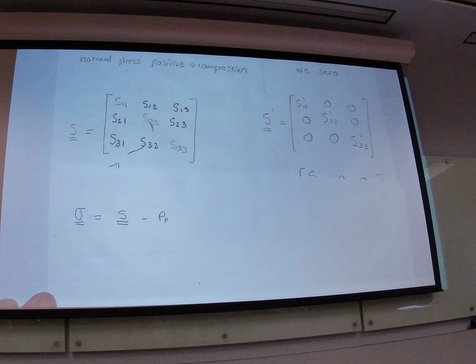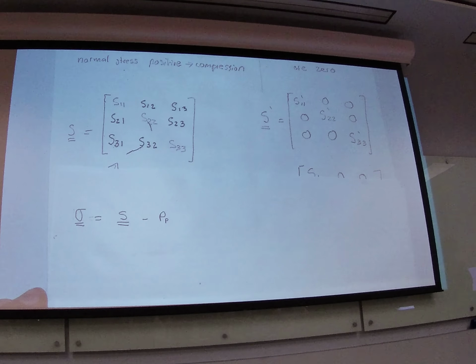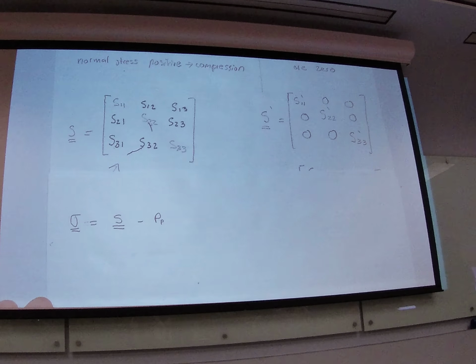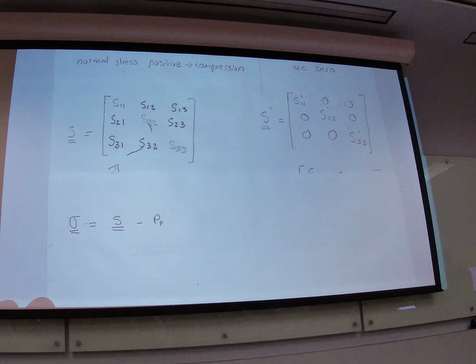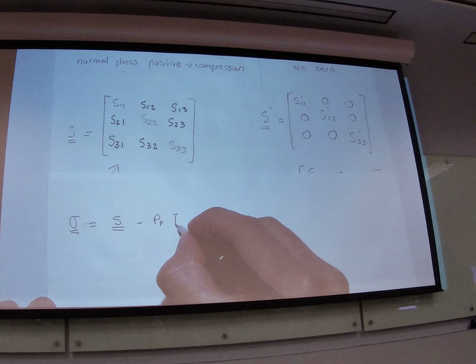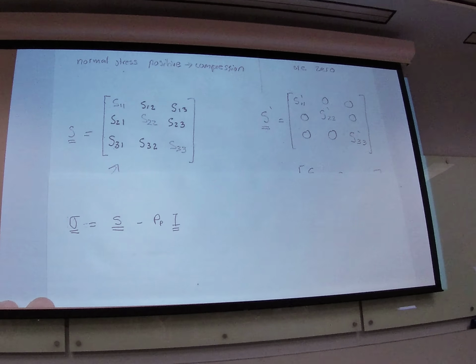So what would you do in order to make this compatible? Because I cannot add up scalars to a matrix or a vector to a matrix. What would you do in this case? Multiply by the identity. Very well. You multiply by the identity matrix.